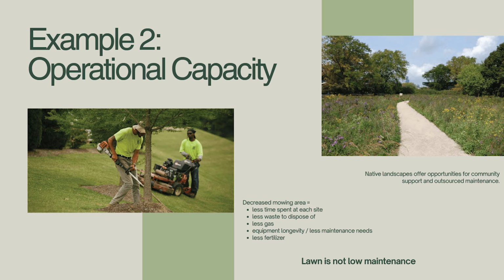Example number 2, our operational capacity. Because y'all are constantly tasked with doing a lot with a little. We all know this. You know, there's only so much time in a day. So if we can decrease mowing areas, that's less time spent at each site, that is less waste to dispose of, less gas for those machines, you've got longer equipment longevity, and less fertilizer. So there's a lot of benefits there on the operational side. You bring your operational needs way down when you've got a native landscape versus areas that you are mowing.